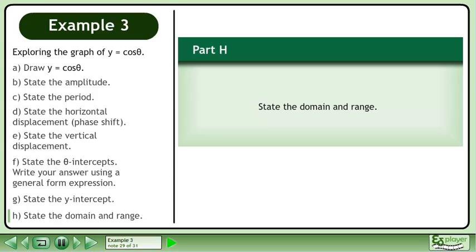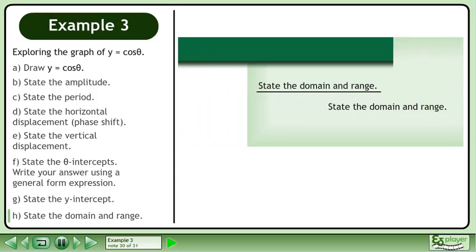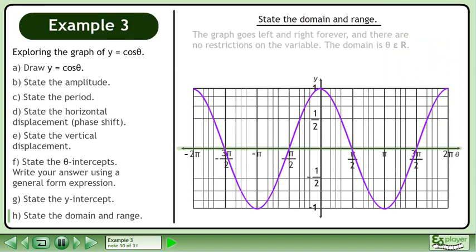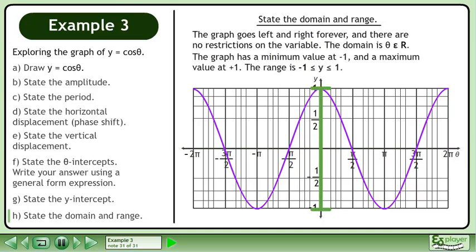In part H, state the domain and range. The graph goes left and right forever, and there are no restrictions on the variable. The domain is theta belongs to the set of real numbers. The graph has a minimum value at -1 and a maximum value at +1. The range is -1 is less than or equal to y, which is less than or equal to 1.